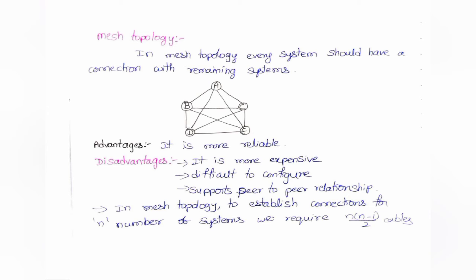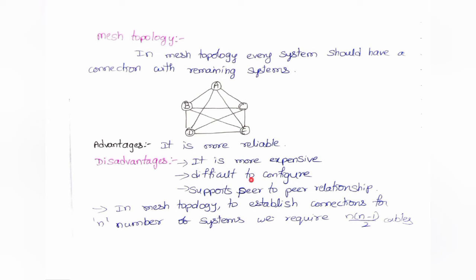And next one is the mesh topology. In mesh topology, every system should have a connection with the remaining systems. In the case of star and tree topologies, if the hub fails, then the system cannot transmit, so the connection is not reliable. But in the case of mesh topology, we are not using any hubs, so it is a peer-to-peer relationship. Every device will have communication with the remaining systems. Compared to the remaining topologies, the mesh topology is more reliable.